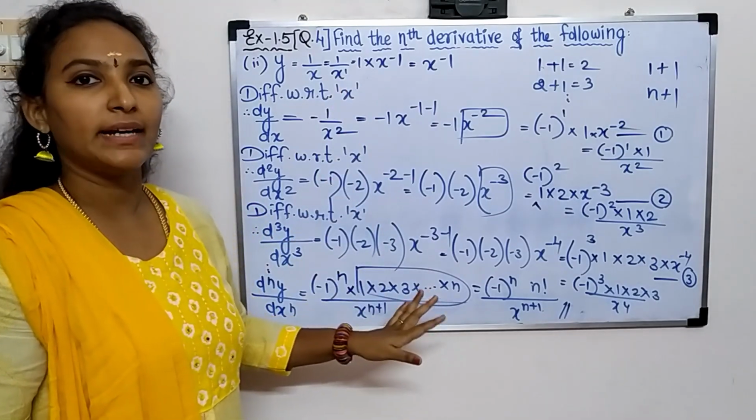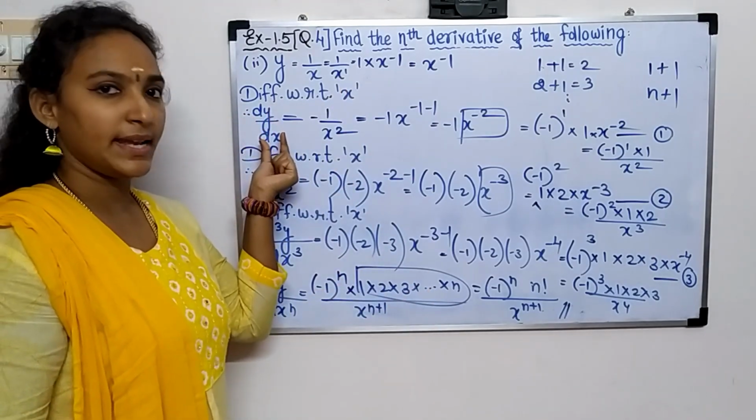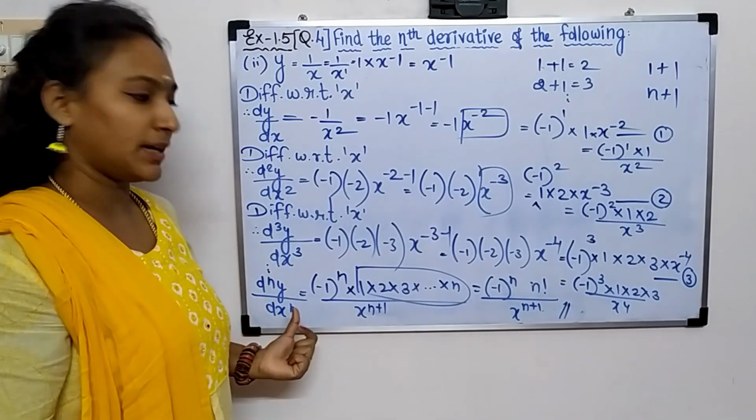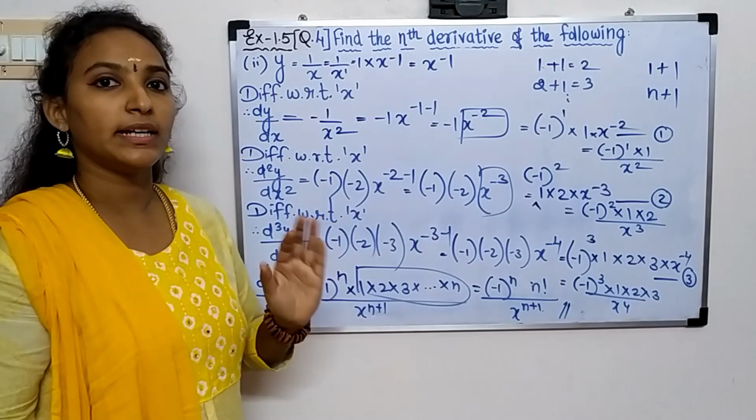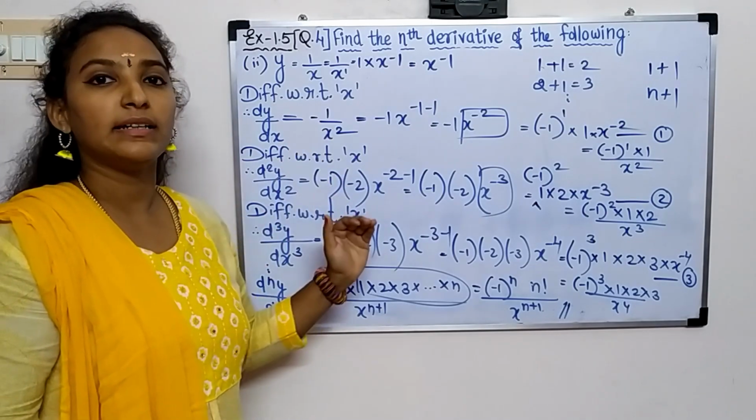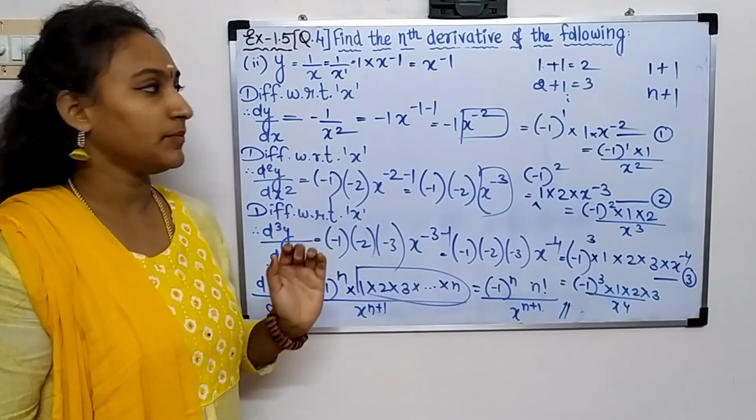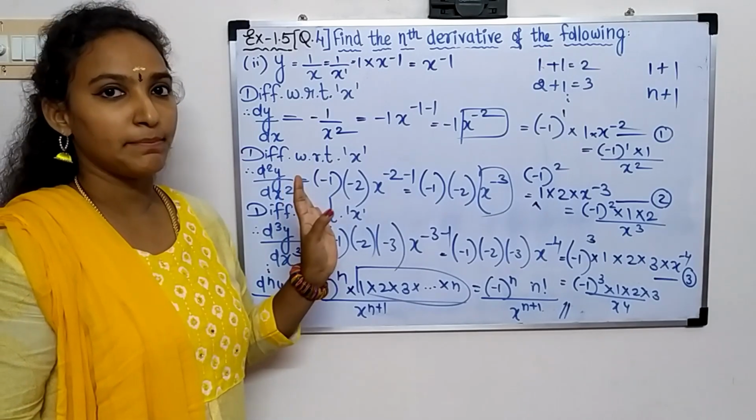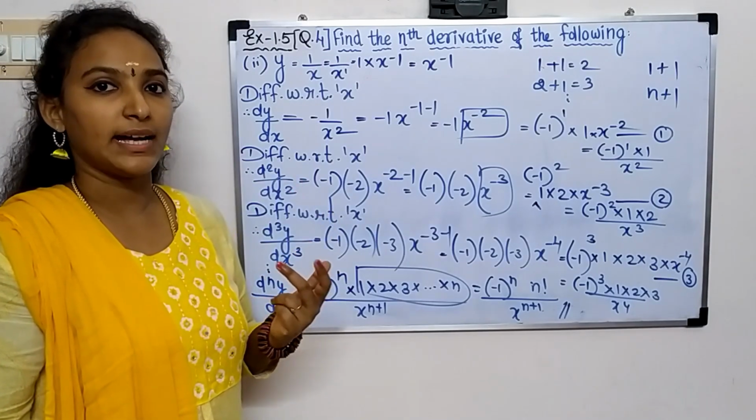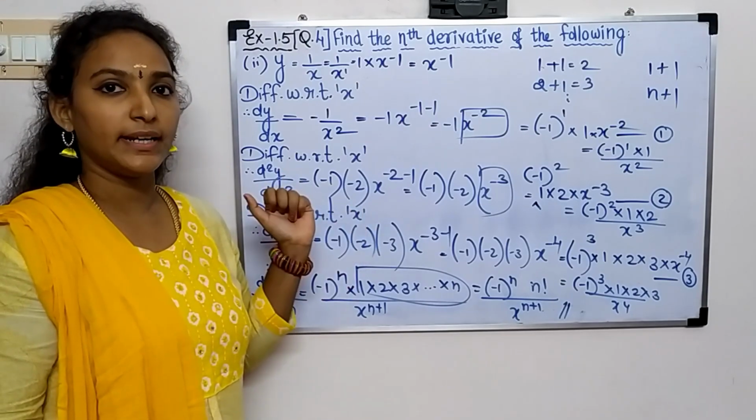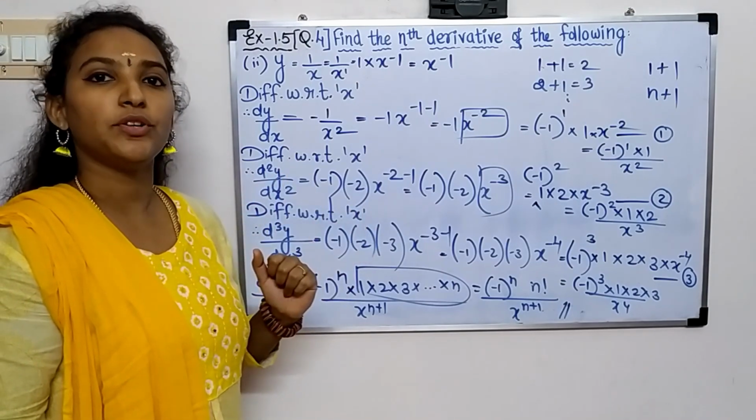We just followed the pattern from dy by dx up to d power n y upon dx raised to n. We have to calculate the first order properly, then the other things will go on smoothly. Hope you followed this very simple question. Do practice it again and again to get the answer quickly, and please note it down in your notebook. Now we can move on to the third question.